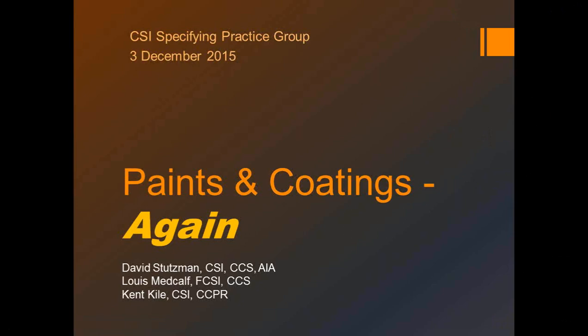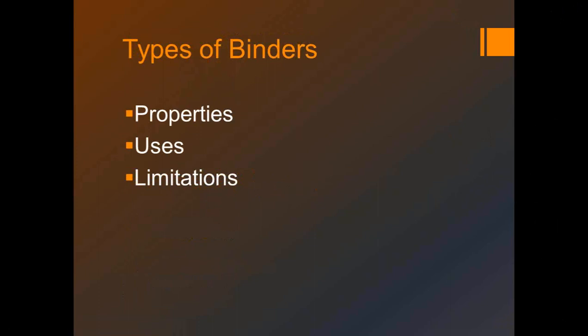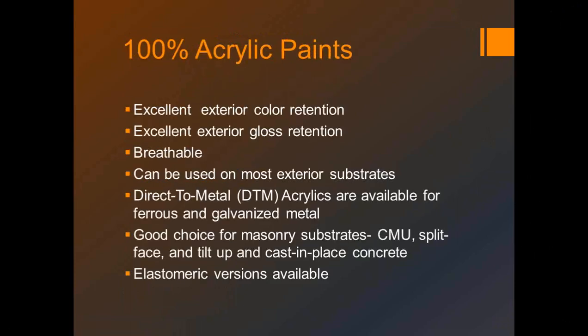All right. Well, with that, I think we'll go ahead and get started. So, as I said, we're going to talk briefly about the types of binders, which is the way that paints and coatings are classified, and what their properties are, what their uses are, and what some of the limitations of the different types are, because some of them are really good for certain things but have weaknesses that make them less than desirable for other uses. So we're going to turn this over to Kent and let him talk to us about acrylic paints.